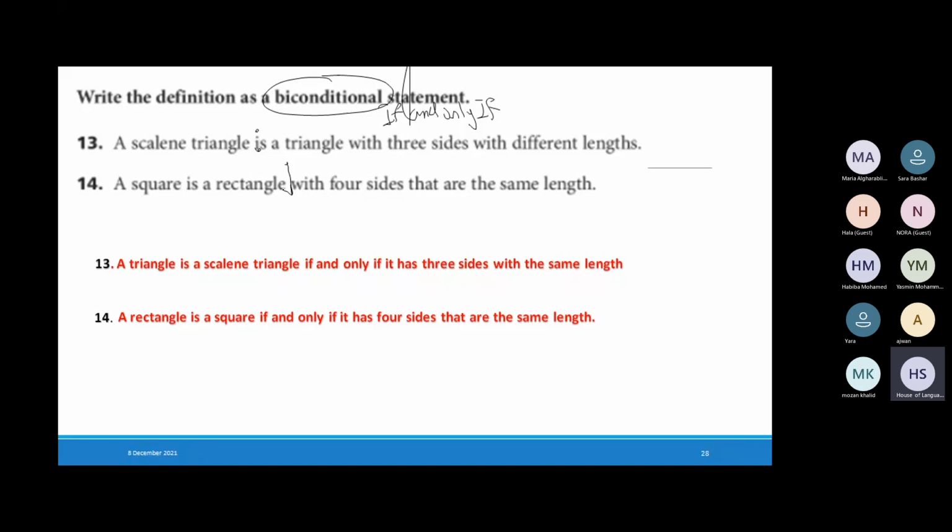Got it now? Can I go with them, teacher? A square is a rectangle with 4 sides that are the same length. So a square is a rectangle if and only if it has 4 sides. Bravo. Yes. Do you have any questions?